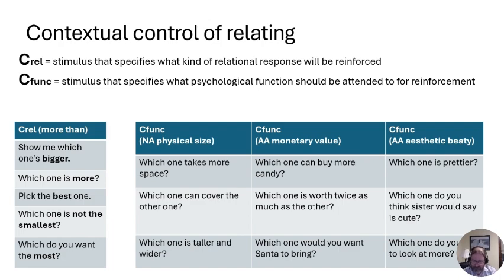And the same thing too, when we talk to kids, we are also doing a lot of training on C-funks, right? So if we're trying to help them understand that non-arbitrary physical size, we're going to ask them things like, which one takes up more space? Which one can cover the other one? Which one's taller and wider? But if we're wanting them to understand some other kind of functional relationship, maybe one that's arbitrary, like monetary value, we ask different questions, right? Like, which one can buy you more candy? No, not the nickel, it's the dime. Which one's worth twice as much as the other? The dime. Which one would you want Santa to bring? The dime, because it buys more candy.